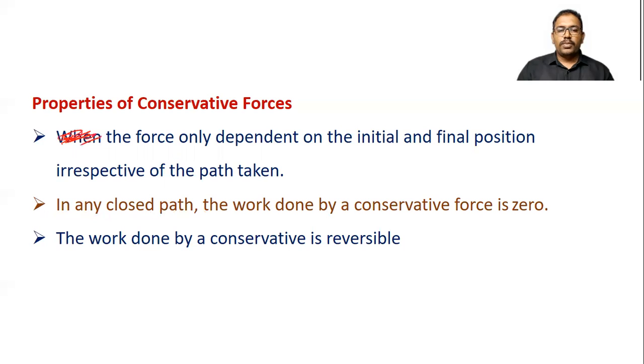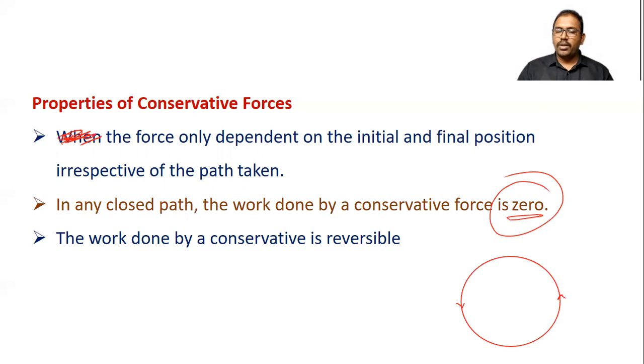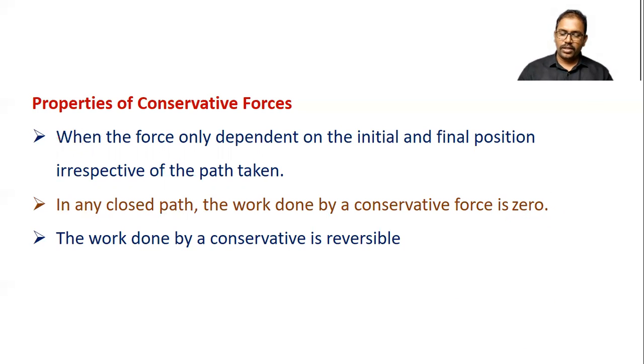In any closed path, work done by a conservative force is zero. For example, when we are talking about circular motion, work done by a conservative force moving an object in this closed loop is equal to 0. The work done by a conservative force is also reversible. Here work done is reversible.